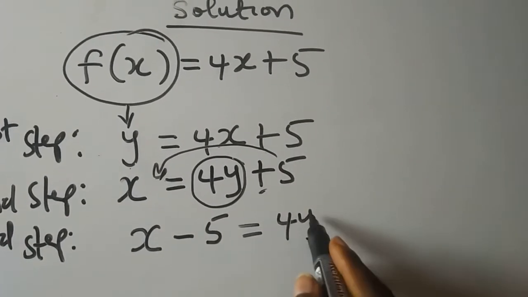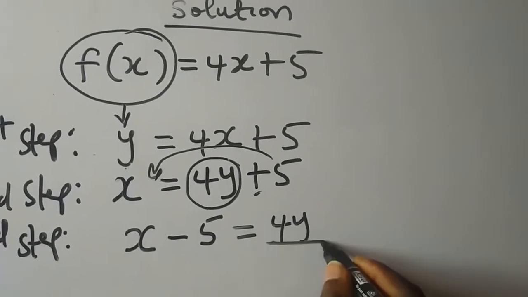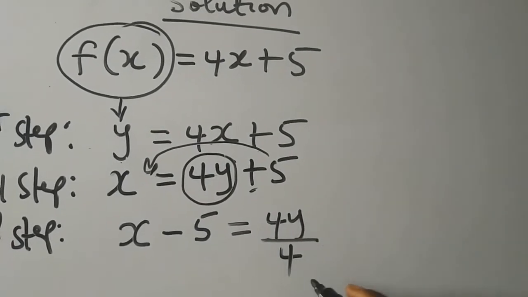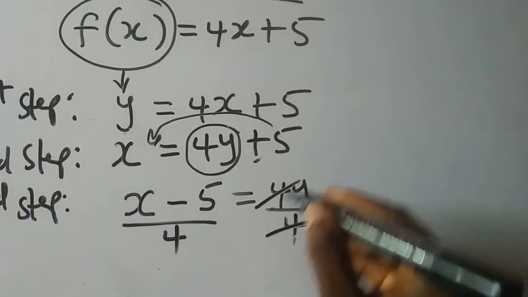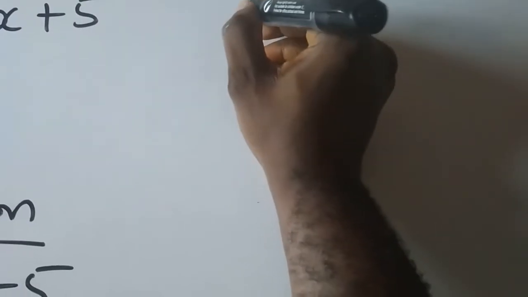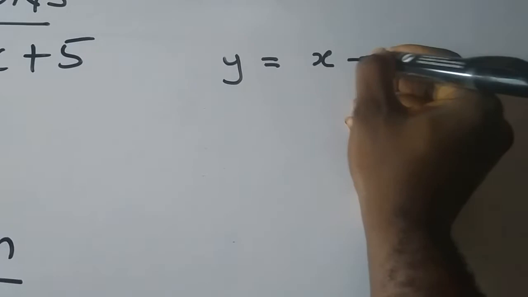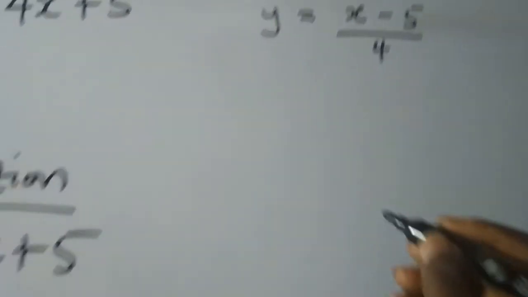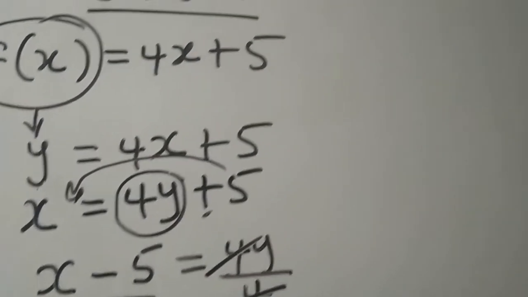Now I want to make y stand alone. What do I do? I divide both sides by the coefficient of y, which is 4. Divide the left-hand side by 4. 4 will cancel out 4. So we are having y is equal to x minus 5 over 4. So that's the answer we have there, x minus 5 over 4.